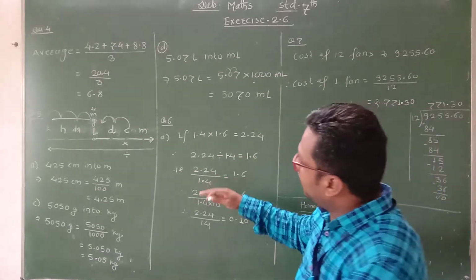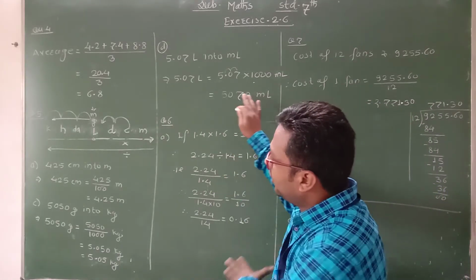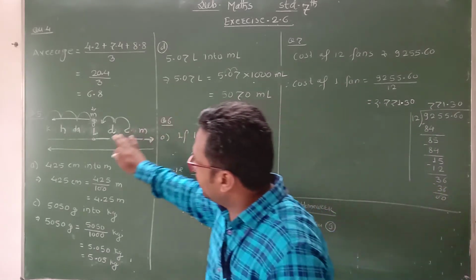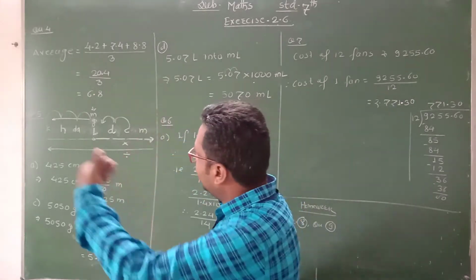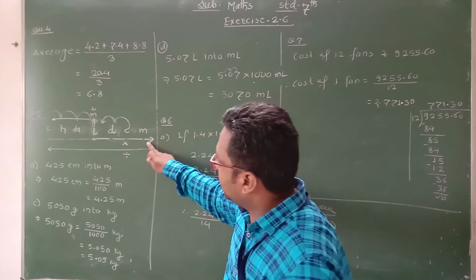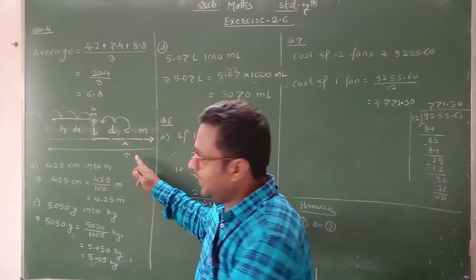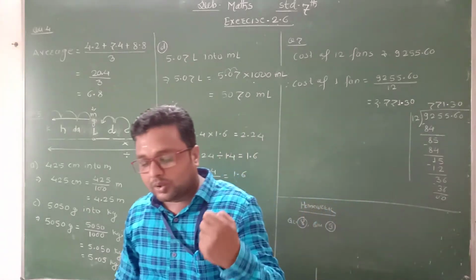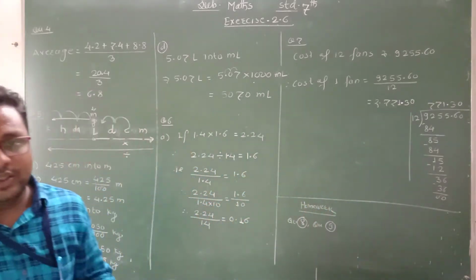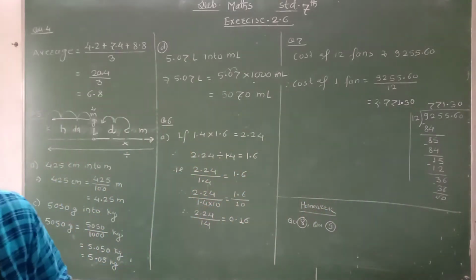Okay. In this way you have to complete the remaining examples of question number 5. Remember this rule: to the right-hand side, multiplication; to the left-hand side, division. According to how many places we are going, you have to do the multiplication and the division. Clear, students? Okay, now see the next question.